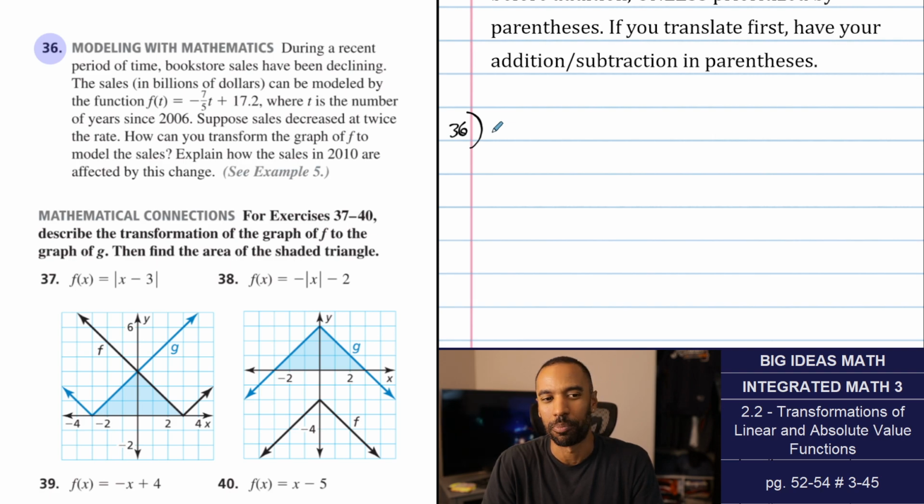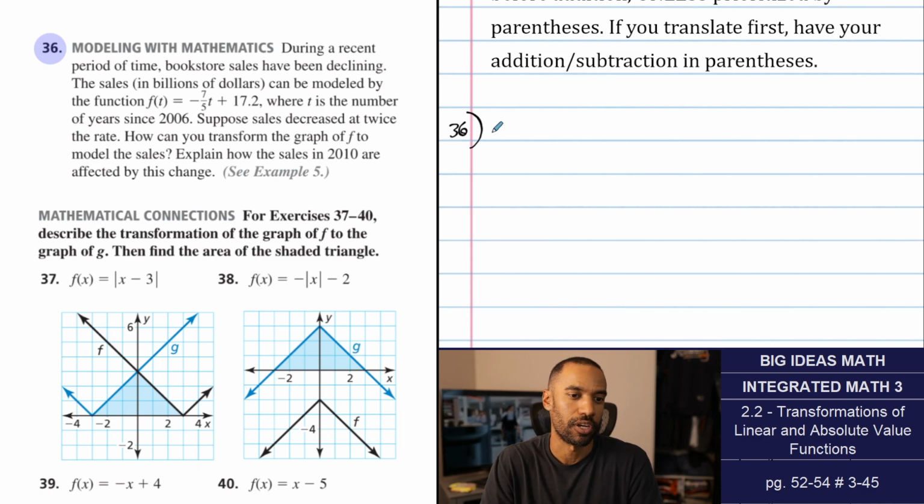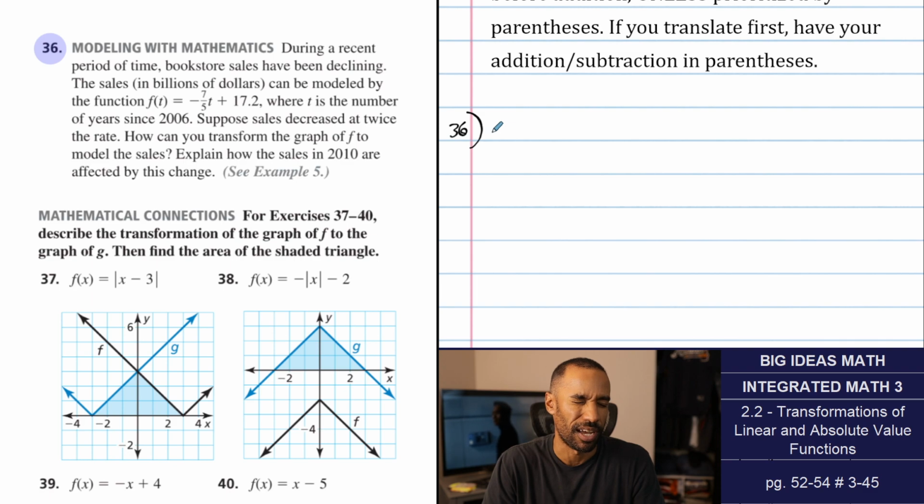All right, for me to interpret this right now for you, it's this. There are 17.2 billions of dollars of book sales. Every year, you're losing about $1.4 billion in overall book sales. It's not that they're losing money. They're just making less money than the years previous. So in the year 2006, they probably made 17.2 billion.